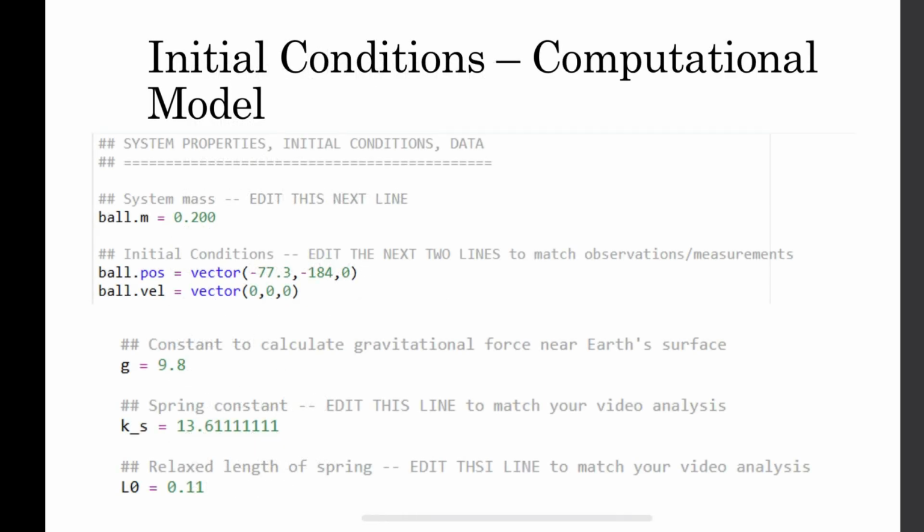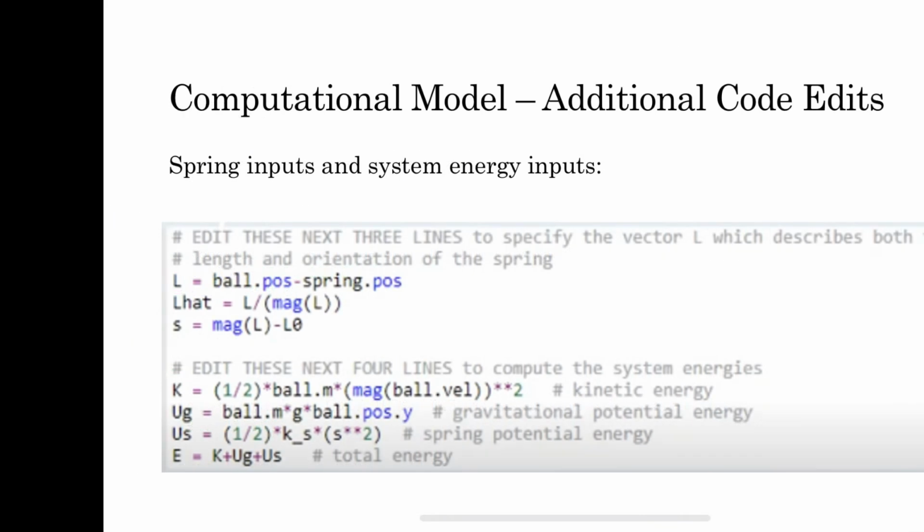Here's a picture of the initial conditions in my code for the computational model, where I inputted the mass, the ball position, the velocity, gravity, the k constant, and the relaxed length of the spring. Here's a picture of the additional edits I made to the code for the spring and the system energy. I put in equations for L, L hat, S, kinetic energy, gravitational potential energy, the spring potential energy, and the total energy.